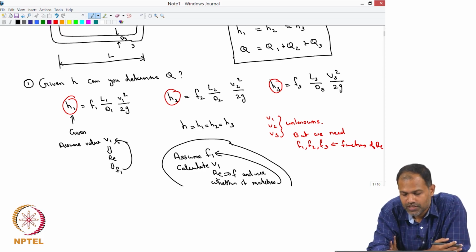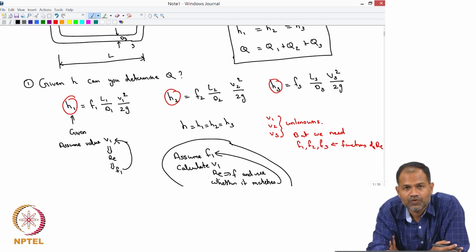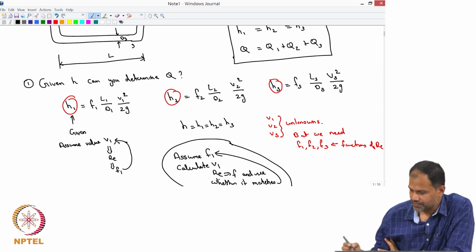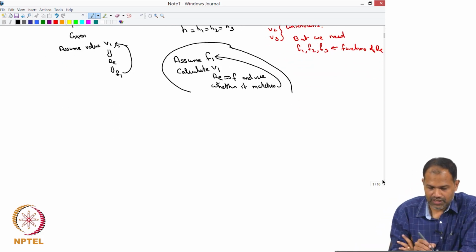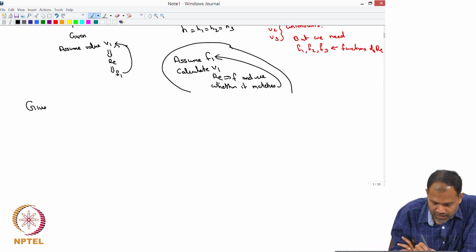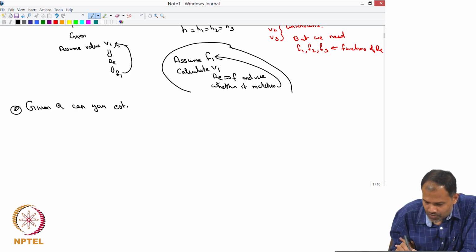You have to do the same thing for V2, and the same thing for V3, and then you can calculate V1, V2, V3. So this is the procedure to evaluate the flow rate through a parallel connection if H is given. You could also ask the reverse question: given Q, can you estimate H?